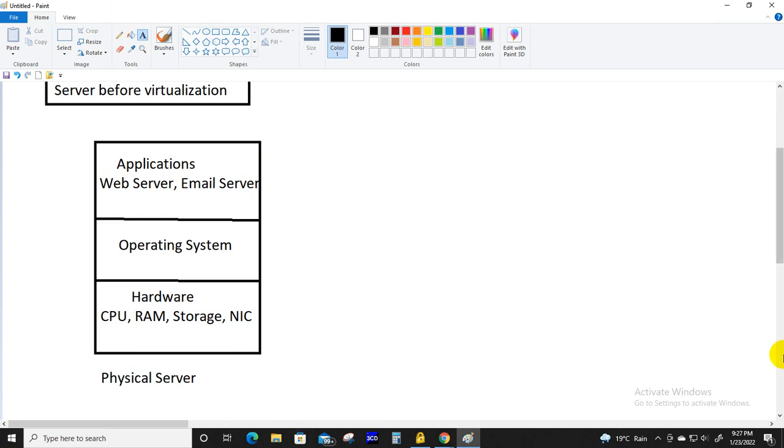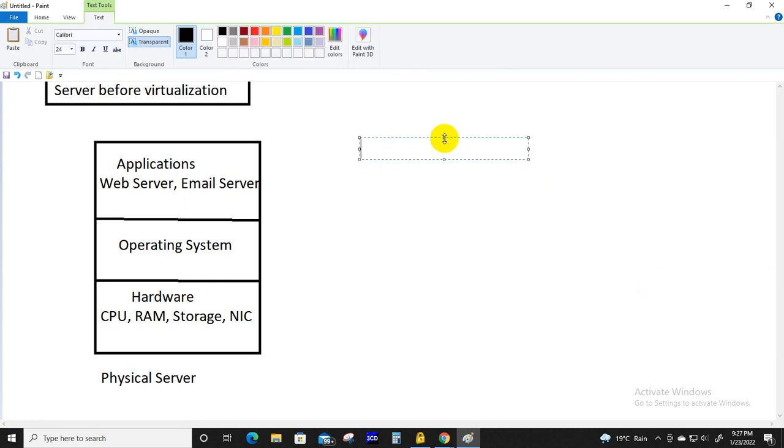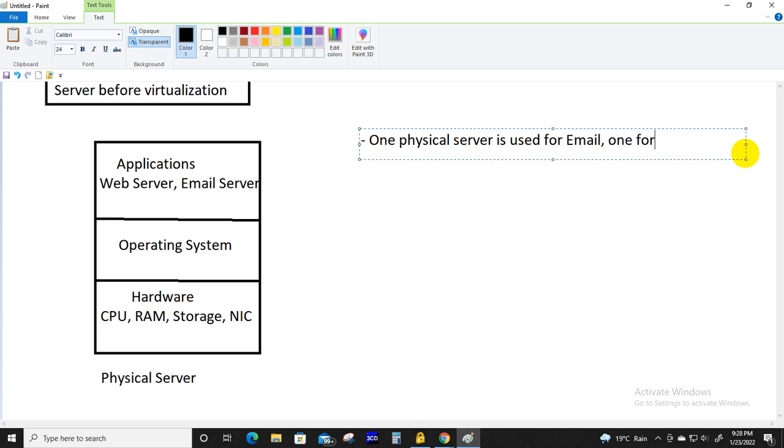So we have some disadvantages in this model. Let us discuss those disadvantages. In the traditional model, one physical server is used for email, one for web, one for database. So we need more space. What is our traditional model? For every application, we need a separate physical server.